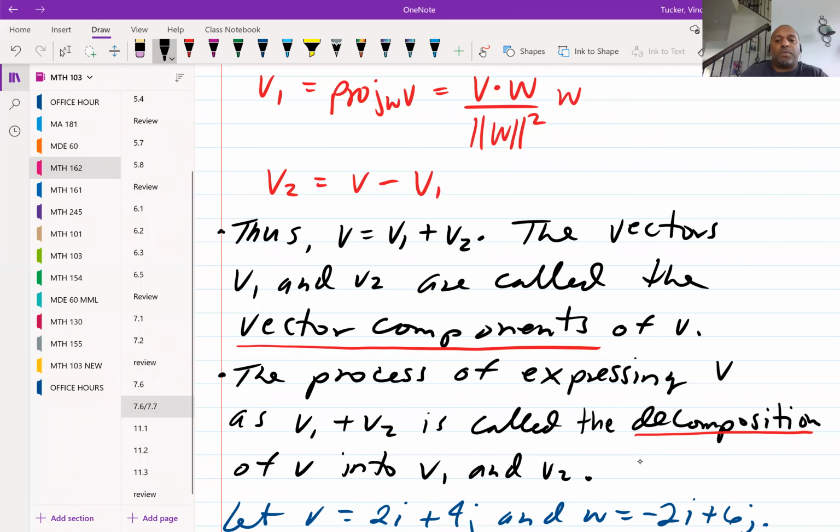All right, the process of expressing V as V sub 1 plus V sub 2 is called the decomposition of V into V1 and V2. So in other words, the breaking down of a vector into the sum of two vectors.